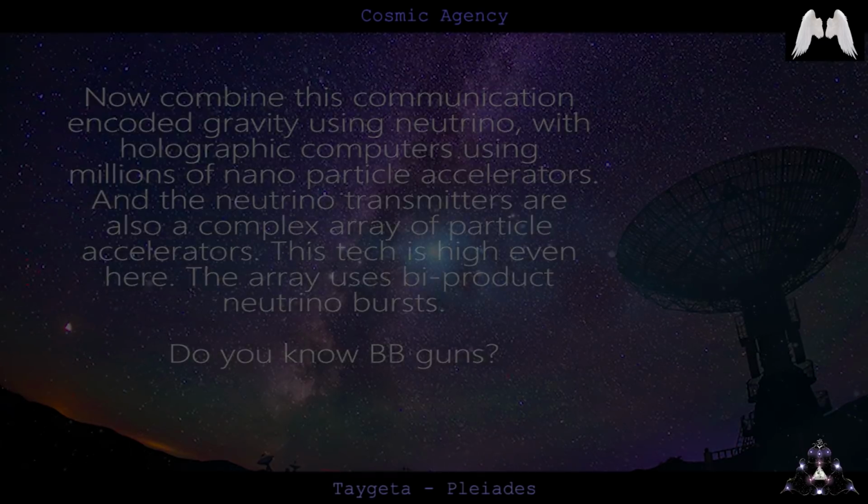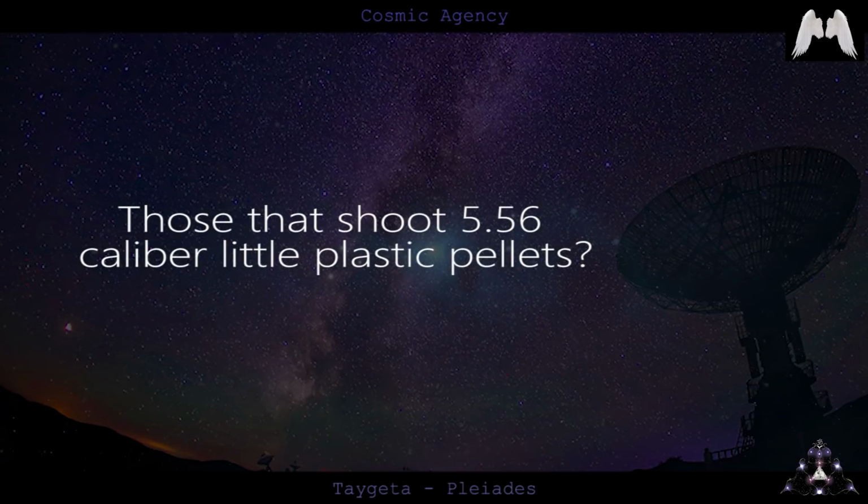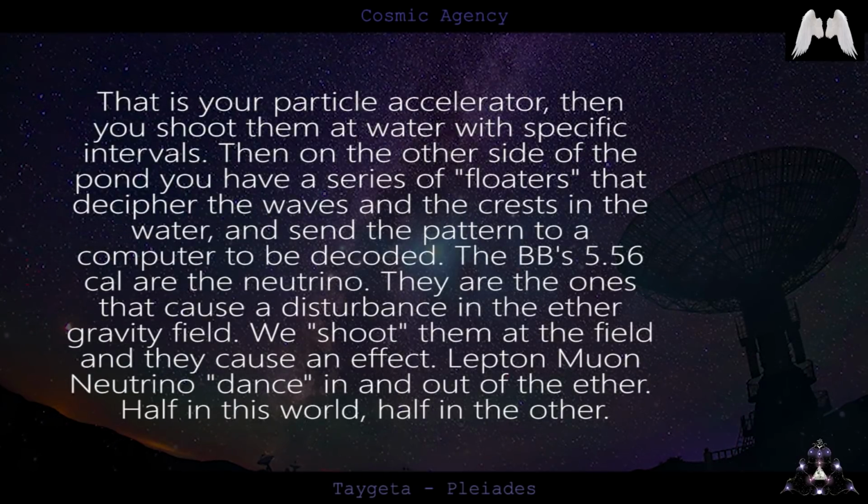Do you know BB guns? Yes. Those that shoot .556 caliber little plastic pellets? Mine shoots lead, but yes. That is your particle accelerator. Then you shoot them at water with specific intervals. Then on the other side of the pond, you have a series of floaters that decipher the waves and the crests in the water and send the pattern to a computer to be decoded. The BBs are the neutrino. They are the ones that cause a disturbance in the ether gravity field. We shoot them at the field and they cause an effect.